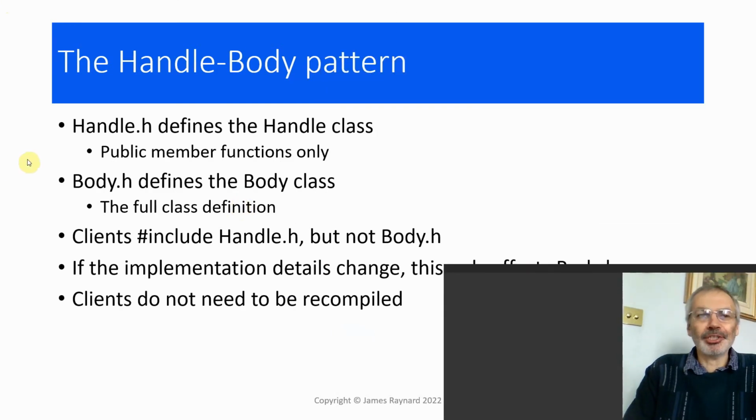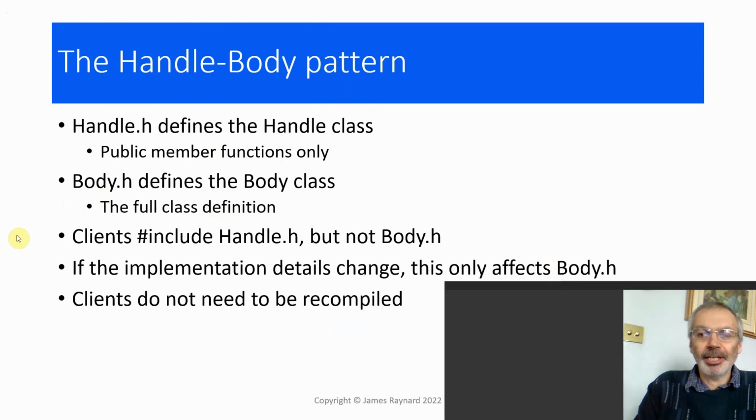If you were writing this class, you would have a header for the handle, which just defines the handle class with the public member functions only. The body header defines the body class, so that would have the full class definition. Then when you write the client code, this will include the handle header, which gives them the public member functions, but not the body. If there are any changes to the implementation details, these will only affect body.h. Clients do not include body.h, so that means that the clients do not need to be recompiled.